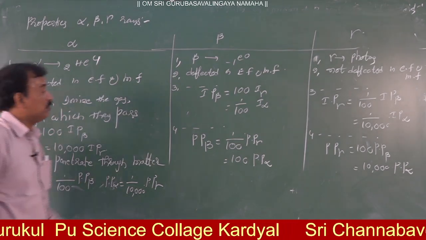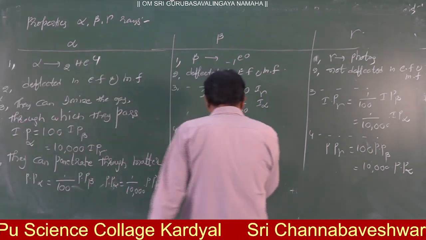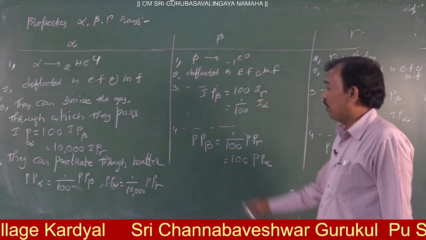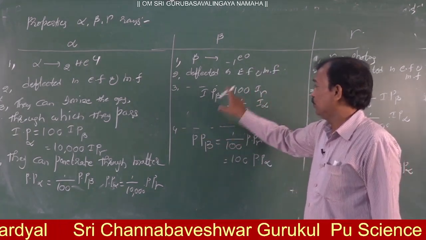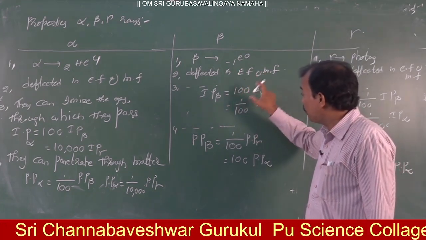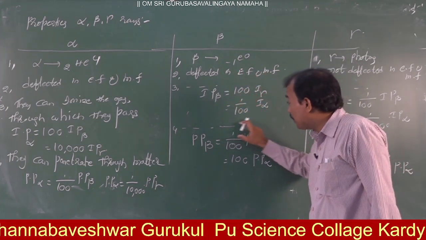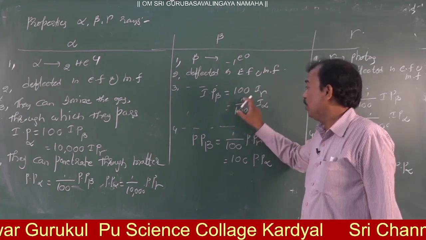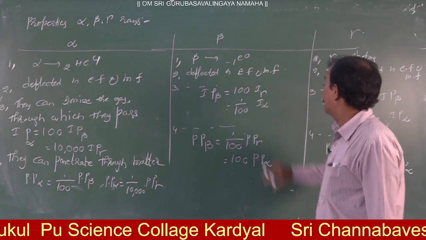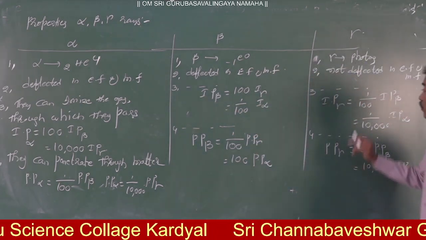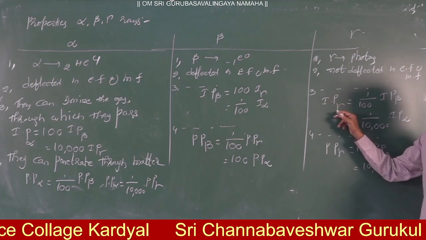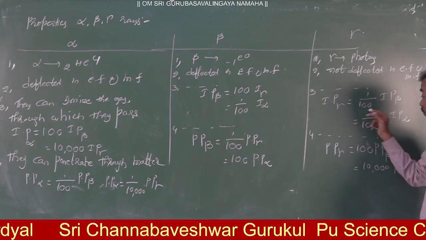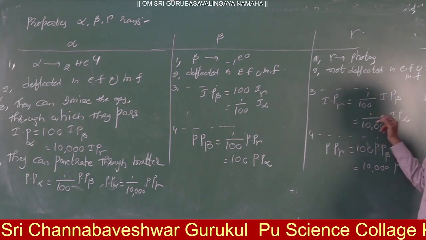Beta is the same: they can ionize the gas. The ionizing power of the beta is 100 times more than gamma, and 1 by 100 times that of the alpha. Next is gamma rays. The ionizing power of the gamma is 1 by 100 times the ionizing power of the beta, and 1 by 10,000 times the ionizing power of the alpha.